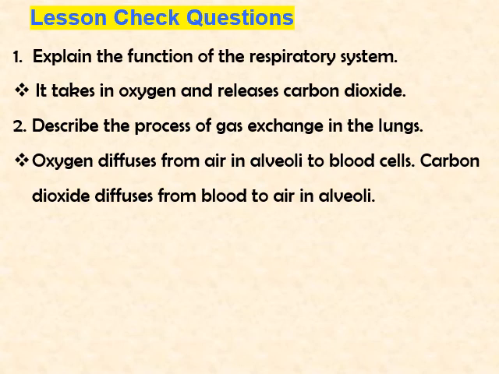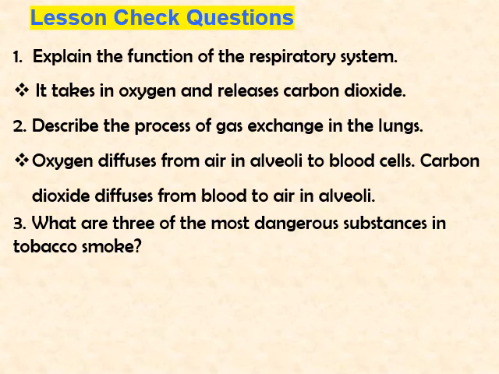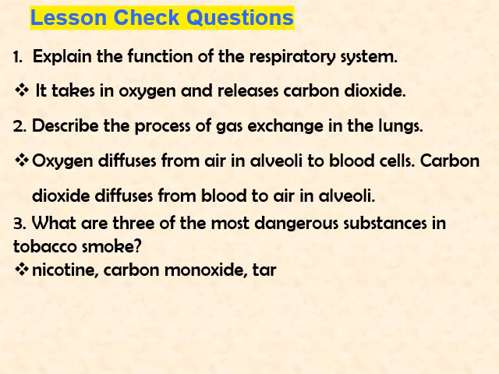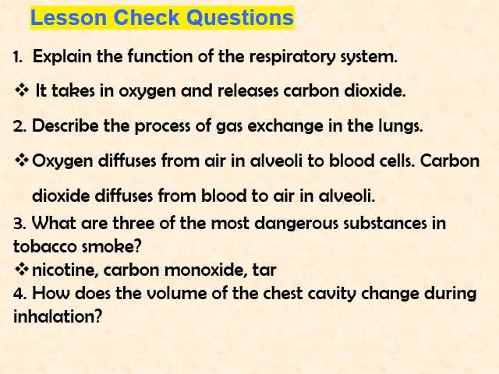Question number 3. What are the 3 most dangerous substances in tobacco smoke? The 3 most dangerous substances in tobacco smoke are nicotine, carbon monoxide, and tar. Finally, how does the volume of the chest cavity change during inhalation? The correct answer is the volume of the chest cavity increases during inhalation.